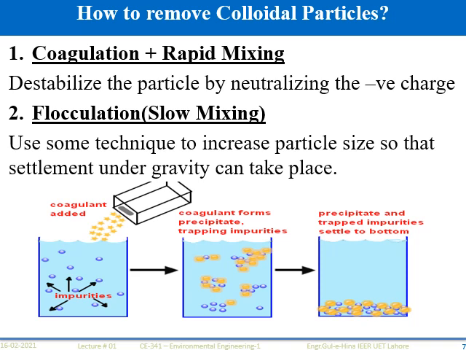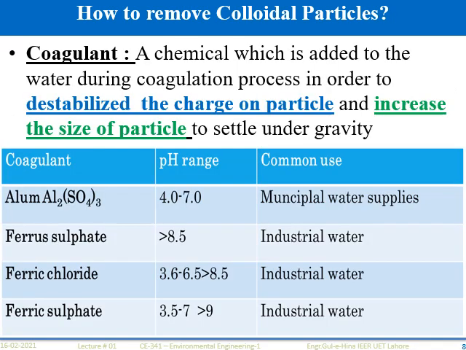When we add the coagulant, here we provide a rapid mixing. So जो भी chemical हम इसमें add करें वो completely reactor में mix हो जाए, and then we will allow the particles to increase their size. And जहाँ पर हम slow mixing करते हैं, जहाँ पर smaller particles they combine with each other and increase in size, then we allow the particles to precipitate and trap the impurities and settle to the bottom. So how to remove the colloidal particles?